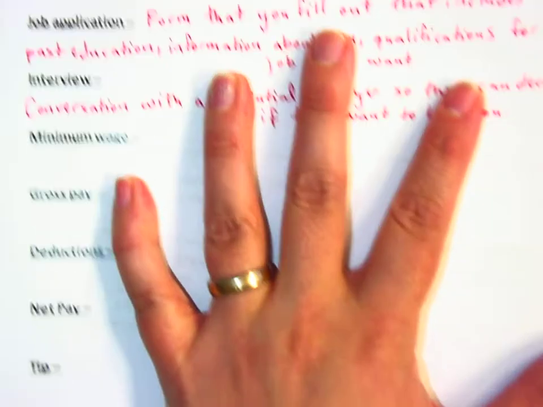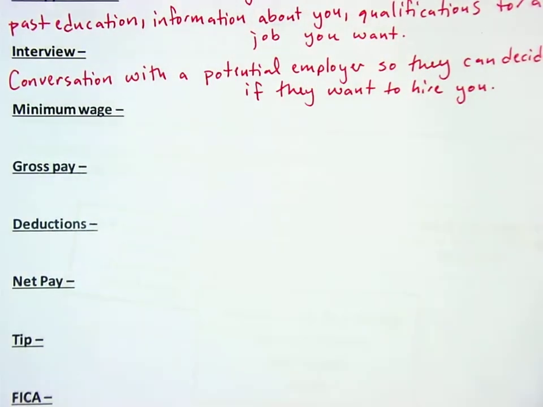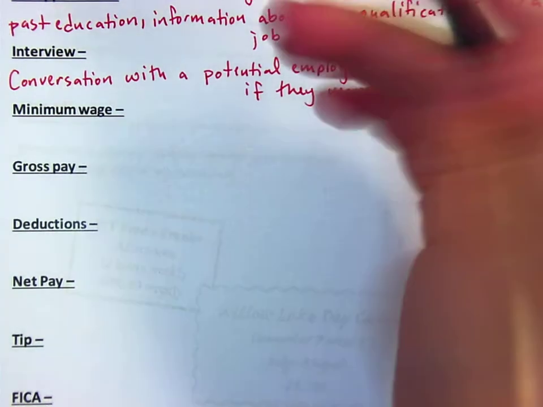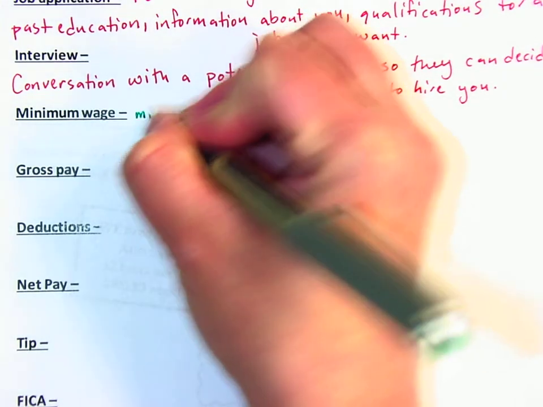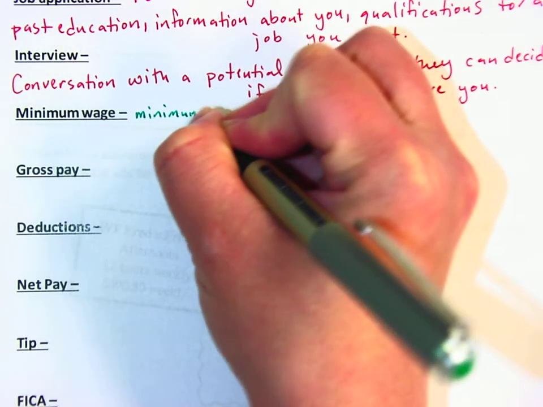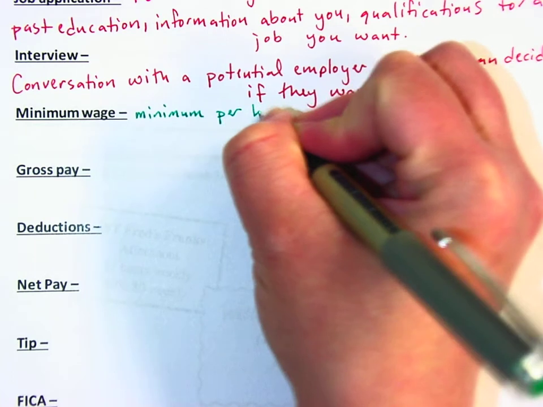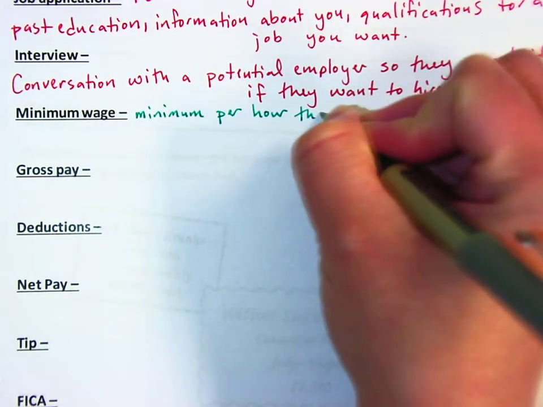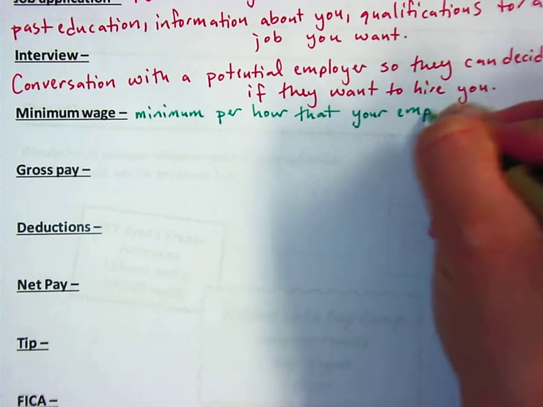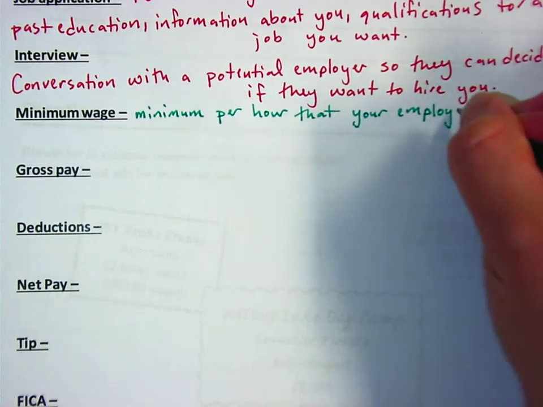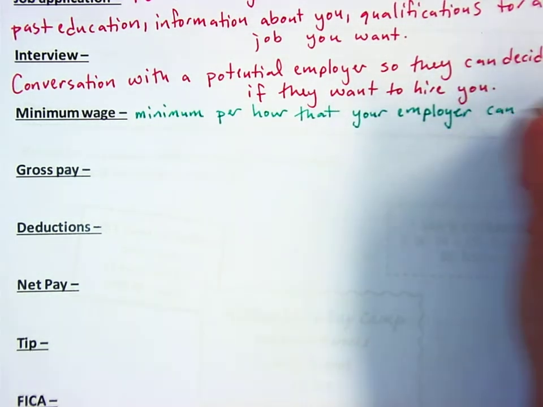So, minimum wage in the United States, well, I guess let's first talk about what minimum wage is. It is the minimum per hour that your employer, that's the person who employs you, your boss, can pay you.